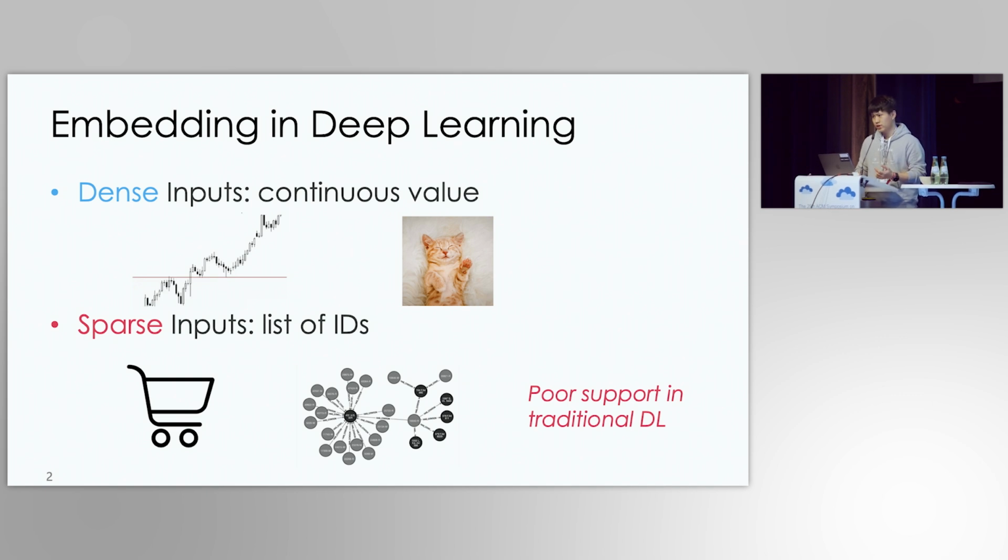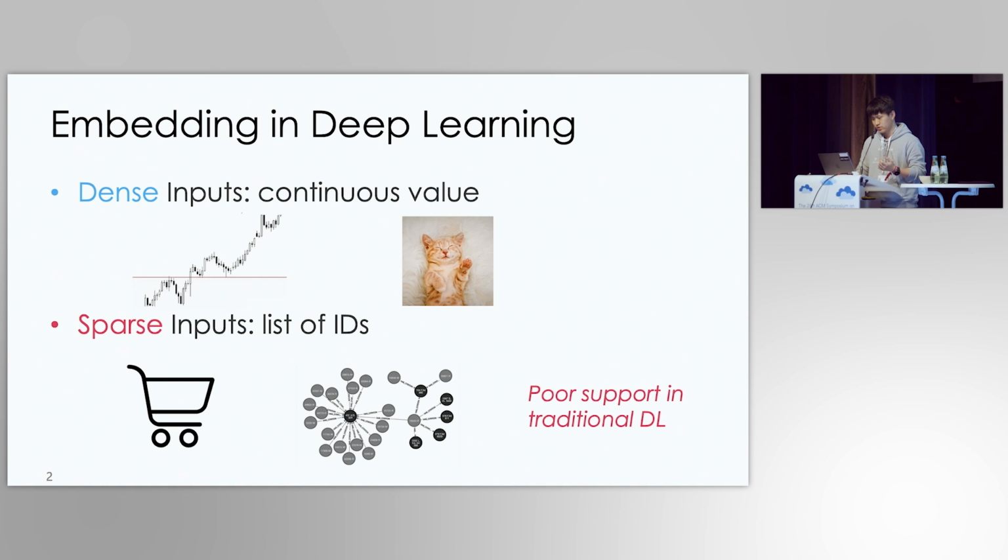However, in practical applications, categorical and sparse input can often appear. These sparse inputs usually appear in the form of a list of IDs. For example, in online shopping, the shopping cart contains a list of products represented by their IDs. Another example is the reference list of a paper in a citation network.